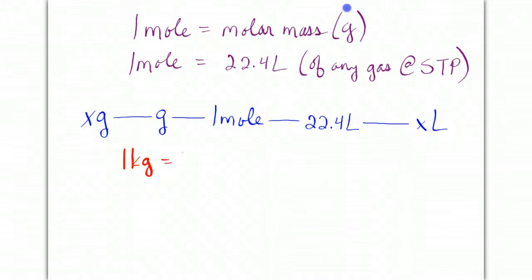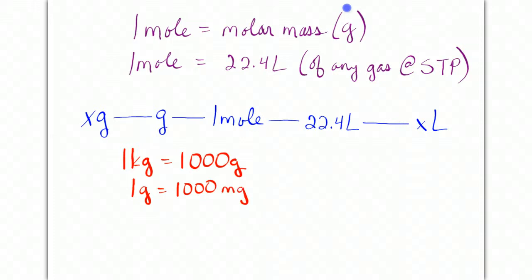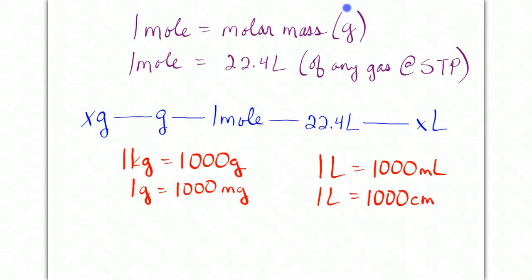There are also a few conversion factors that are worth committing to memory. 1 kilogram is equal to 1,000 grams. 1 gram is equal to 1,000 milligrams. 1 liter is equal to 1,000 milliliters. And 1 liter is equal to 1,000 centimeters cubed.